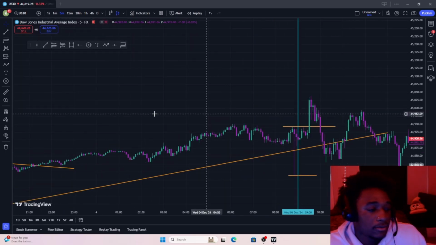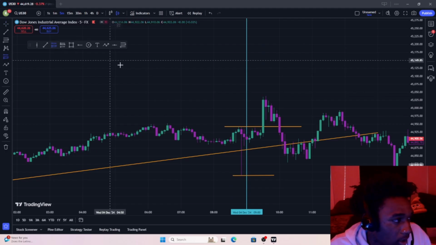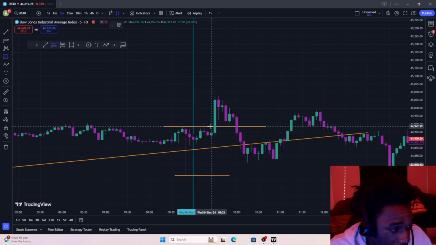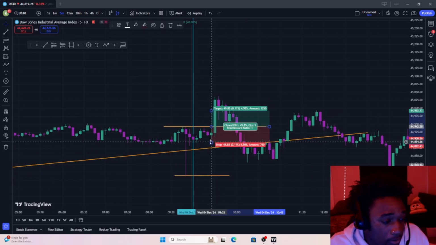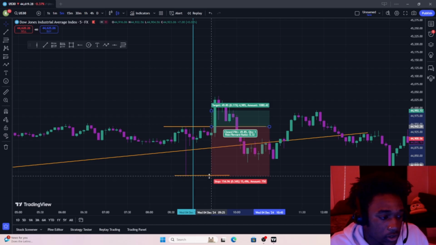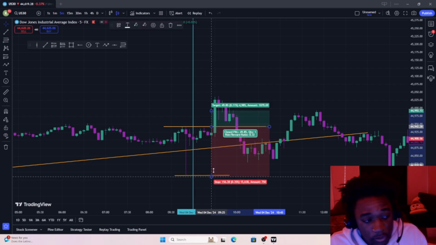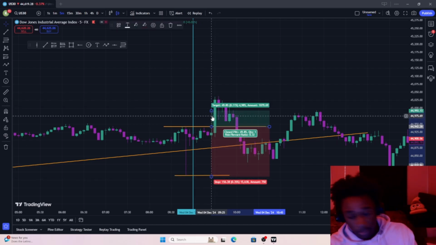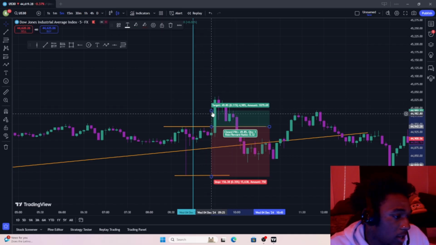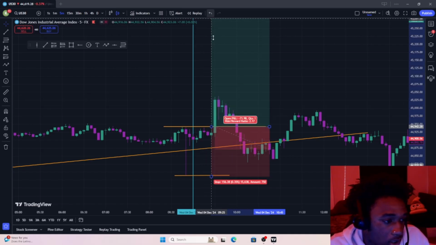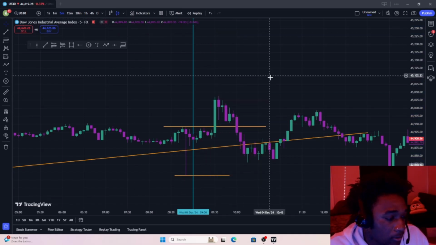So this was my support and this is my resistance, right? If I knew that price is in an uptrend, so I was looking for buys, I would have entered on the breakout and I wanted my stop to be below the recent support zone. That would have been a 156 pip stop loss. So I didn't feel comfortable taking this trade, so I didn't take that trade, right?